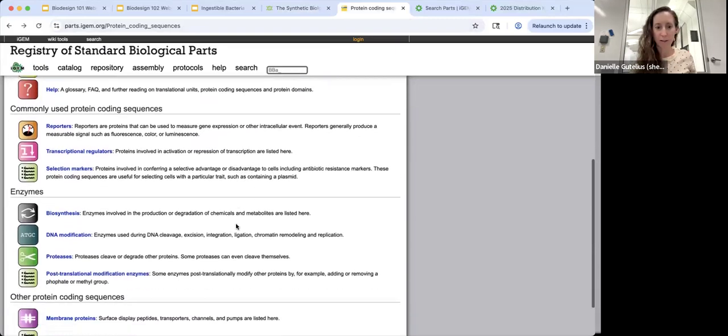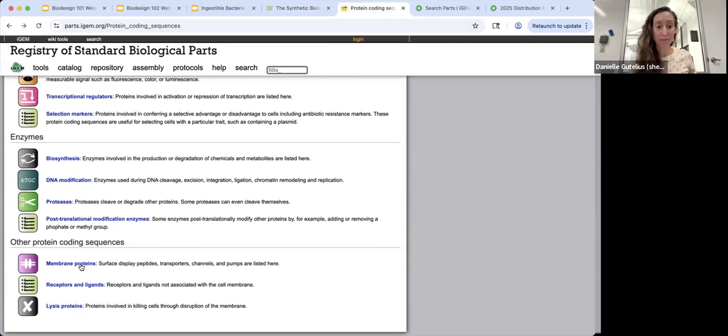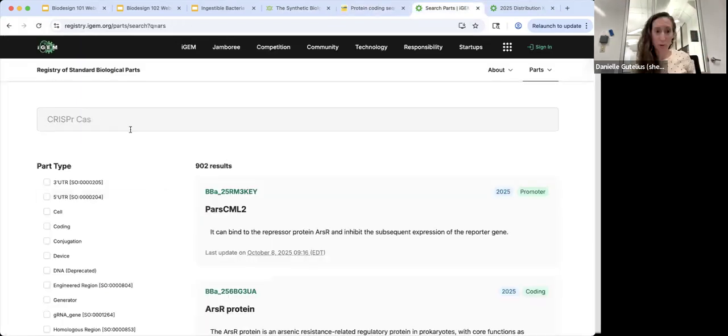You can see all the different categories of proteins. You can find transport proteins, receptor proteins, proteases. This is what the new iGEM parts registry looks like. I don't like it as much yet. Hopefully it gets better. But I'll show you an example.